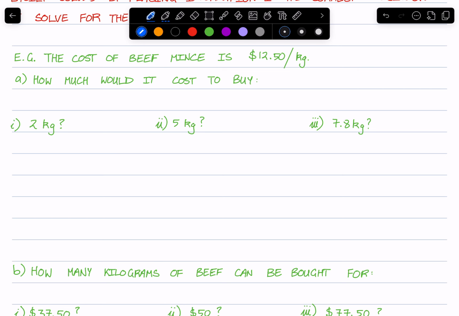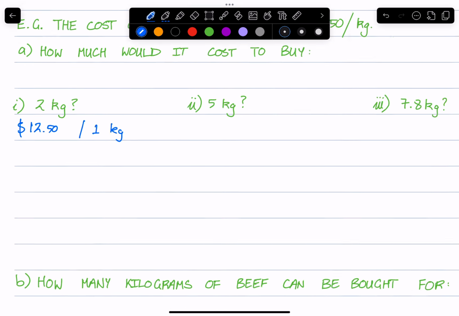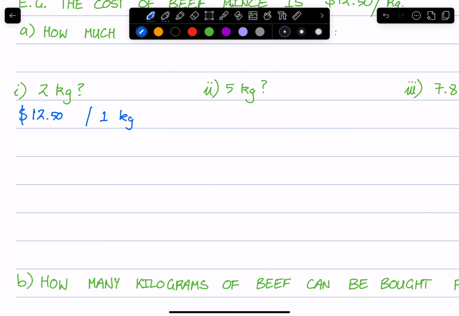So for this, I always teach students to use the rate given and write it out. So it's $12.50 per 1 kilogram. Now that is the given rate. We now write this below the appropriate unit. Since it is kilograms, we write this underneath the matching unit. So we write this as 2 kilograms.